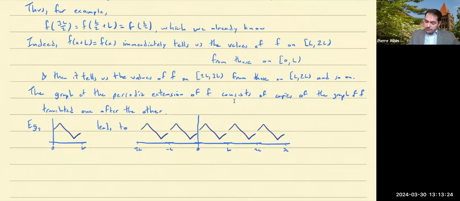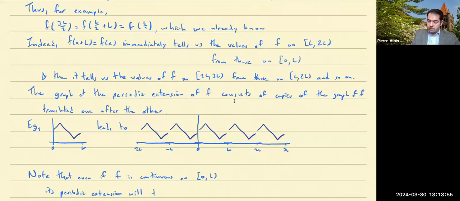Note that even if f is continuous on 0 to L, its periodic extension will typically have jump discontinuities at plus minus L, plus minus 2L, plus minus 3L, and so on. All right, so indeed in this case, we have a jump discontinuity at every one of these multiples of L.